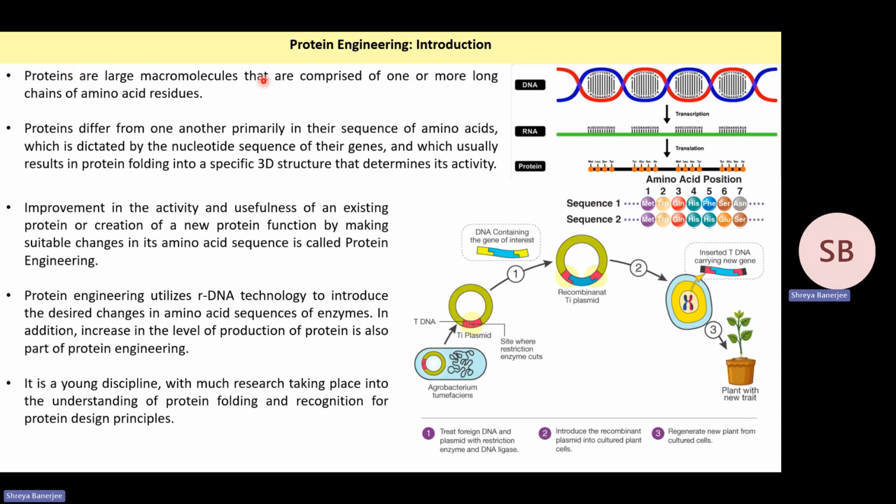So we know that proteins are large macromolecules that are comprised of one or more long chains of amino acids. Proteins differ from one another primarily in their amino acid sequence, which is dictated by the nucleotide sequence in their genes, and which usually results in protein folding into a specific 3D structure that determines its activity. So we know that from DNA, a process called transcription converts it to RNA, and a process called translation converts it to the protein. Three nucleotides code for one amino acid.